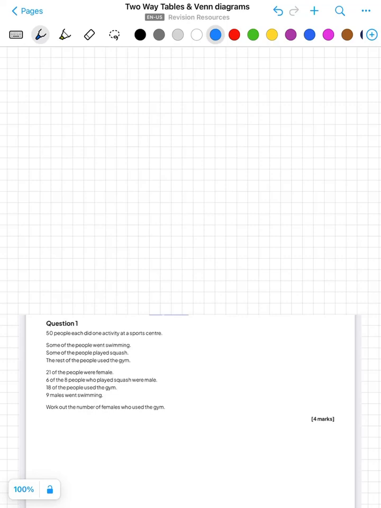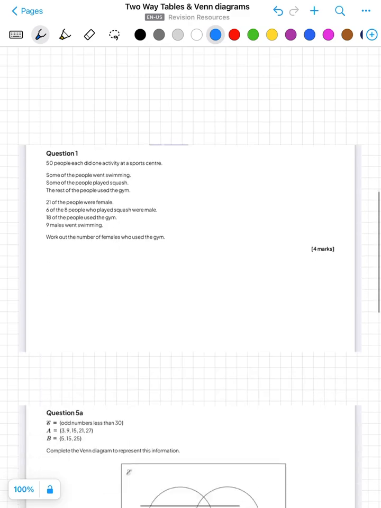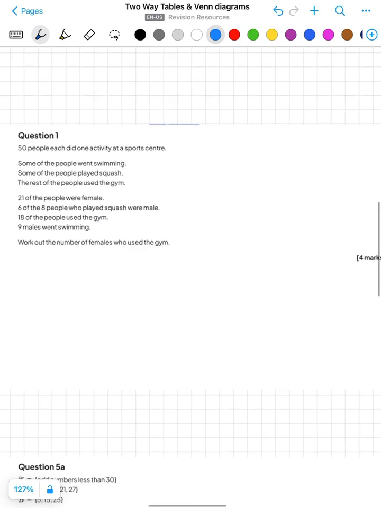In this tutorial, we are looking at two-way tables and Venn diagrams. This comes under the heading of probability because we can work out probability from both two-way tables and Venn diagrams. To identify a two-way table exam question, what we're looking for is two separate pieces of information. That might be the gender, it might be if they choose a certain sport, for example.